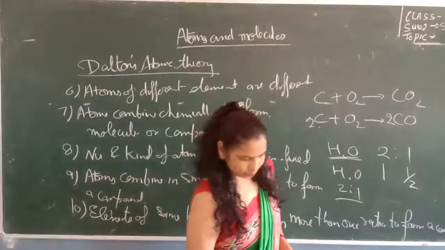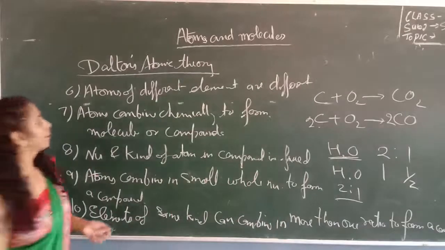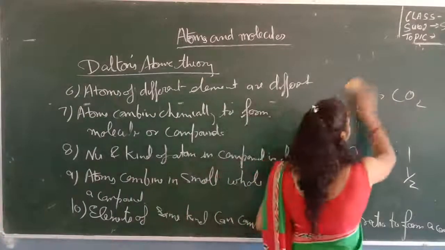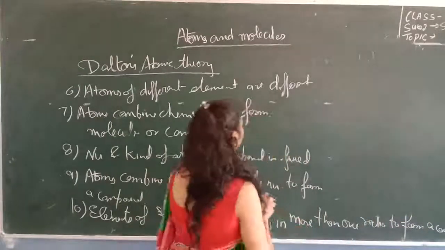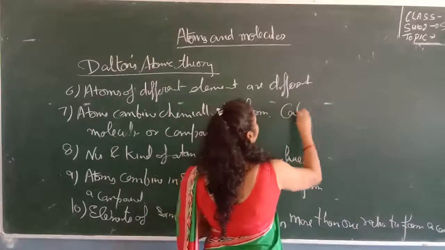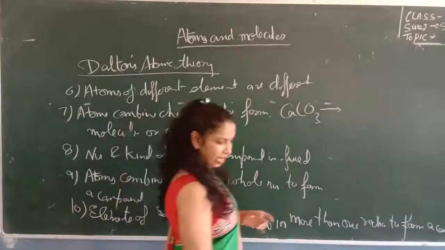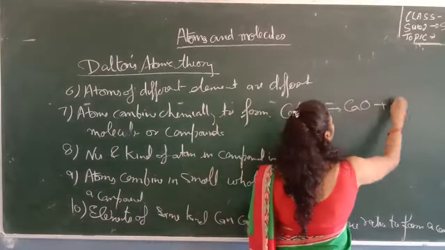For example, we are going to heat calcium carbonate. I took this example in the last video. So we have calcium carbonate and we heat it. We get calcium oxide and carbon dioxide.